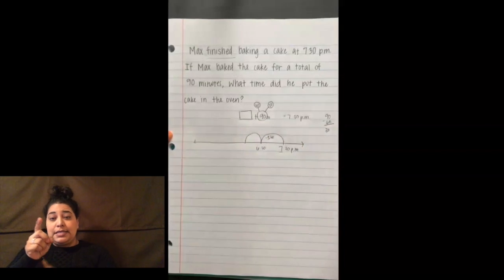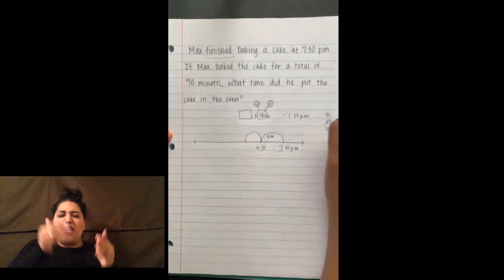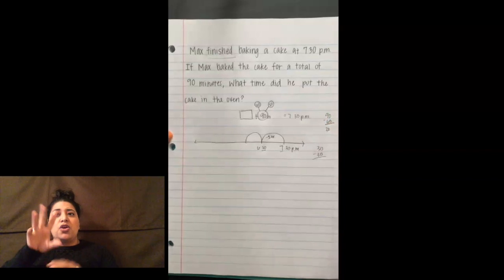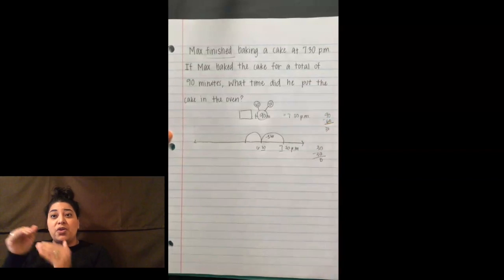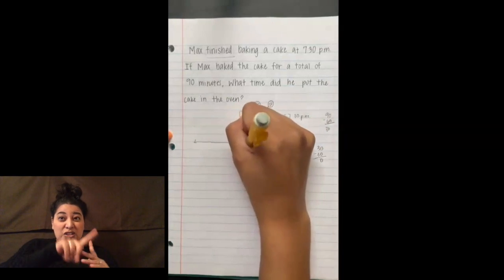Well, I'm not focused on my hour anymore. I'm just looking at the minutes. And I know if I do 30 minus 30 in mental math, that's going to cancel each other out, and I'm going to get 0. So really, we're finding that the start time is 6 o'clock.